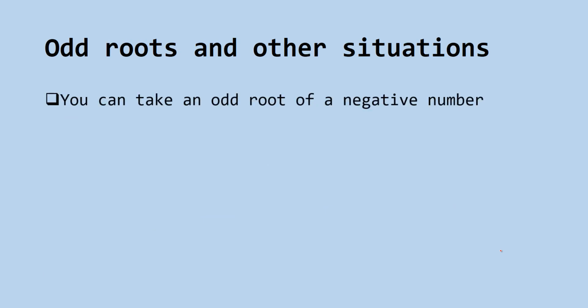In other situations, you can take an odd root of a negative number. The cube root of negative 8 would be negative 2, as negative 2 to the third power is equal to negative 8.